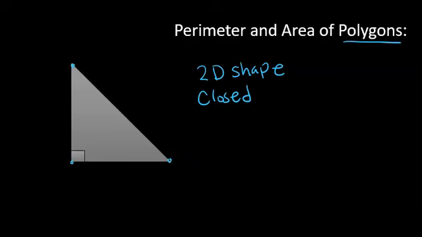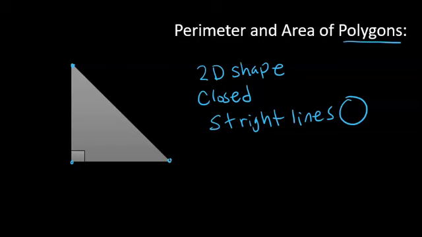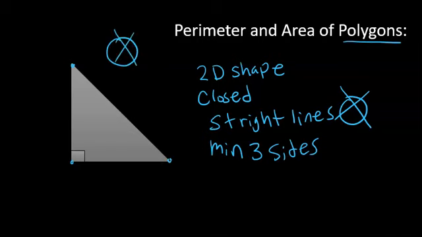It can't be open. And it's going to have straight lines, right? No curves. It can't be bendy, so no circles. That's not allowed. And it's going to have a minimum of three sides. So a circle, that's not okay. Maybe it'd be like this guy, but see how he's open? There's nothing here. So these would not fall under polygon.